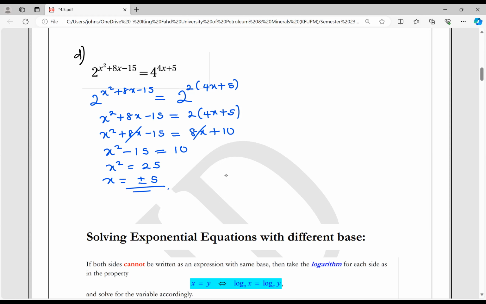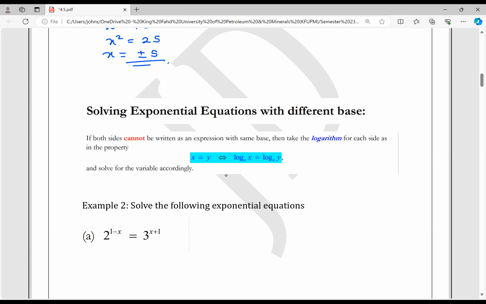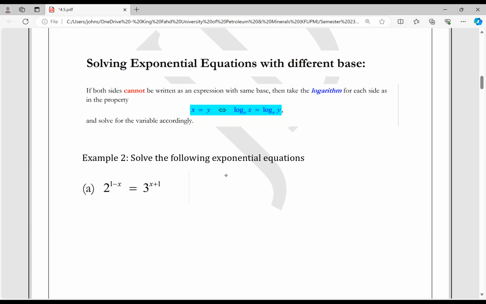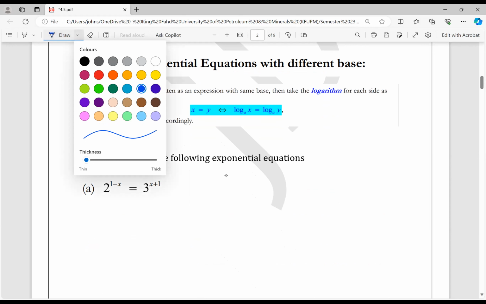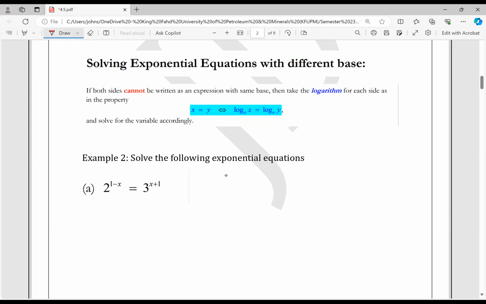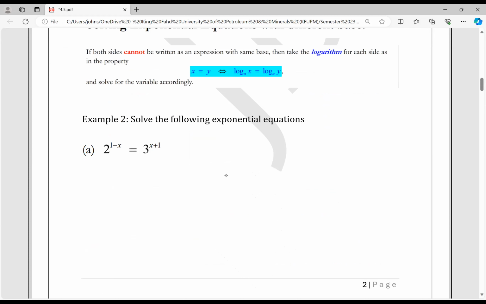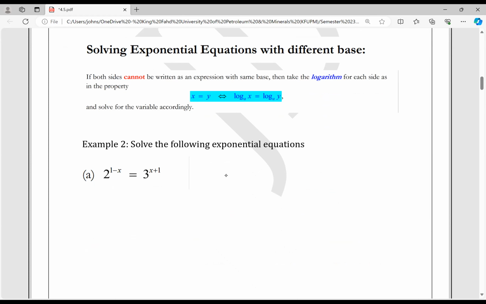All right, now let's move to a different one. Here in this case, when we cannot write the exponential function with the same base, then we have to take the logarithm. And we also know that the logarithm function is 1-to-1. So if you have log to base a of x equals log to base a of y, it also means that x is equal to y.